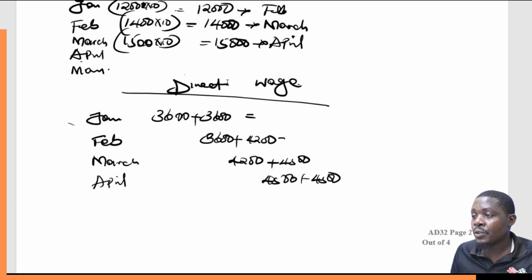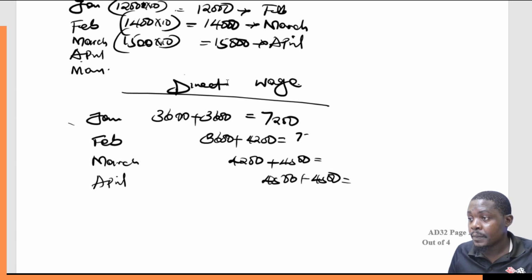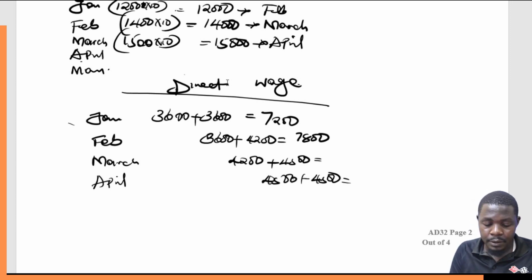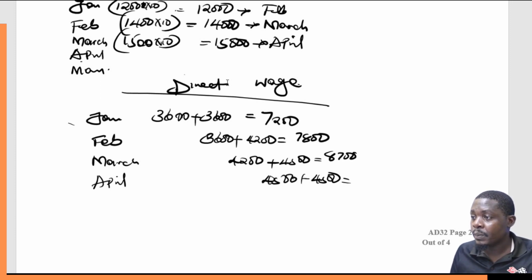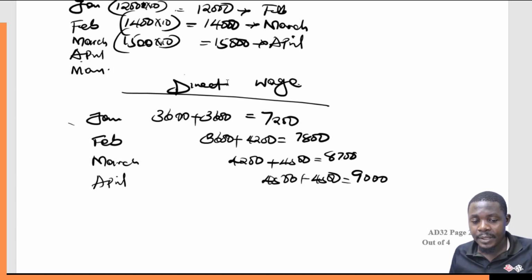Now we can do the total so that when we start preparing the cash budget, it becomes easier. The figures we shall already have somewhere. 600 plus 4,200, we have 78. And then we have 4,200 plus 45, 87. Then here should be 9,000.